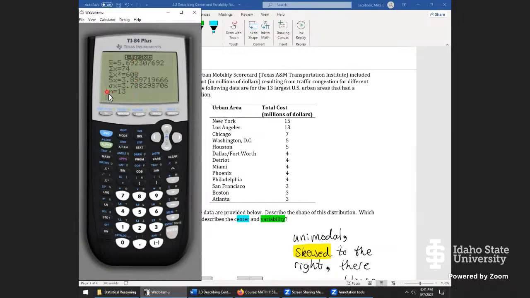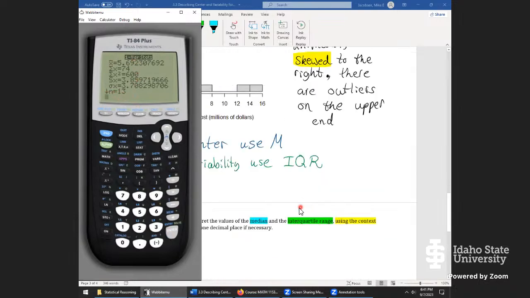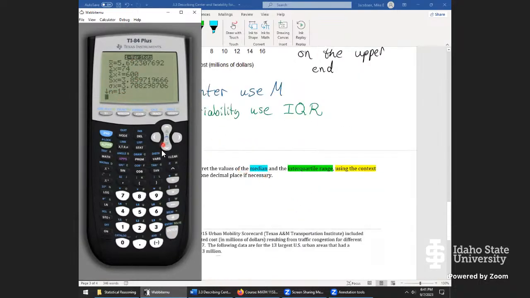So finally, this is not it. But if we want median and interquartile range, here's the next trick in the calculator. Just down arrow a bunch of times and you'll have what you're looking for.